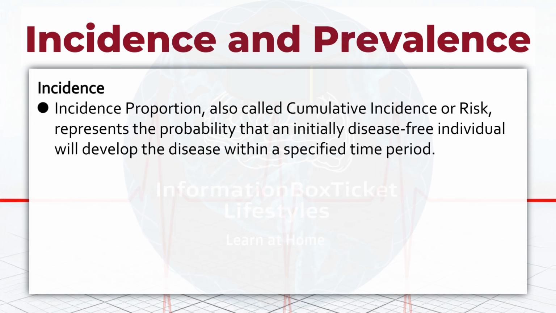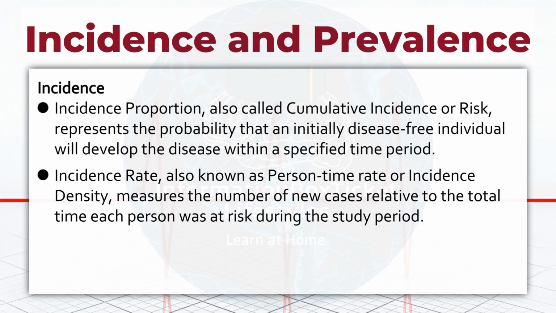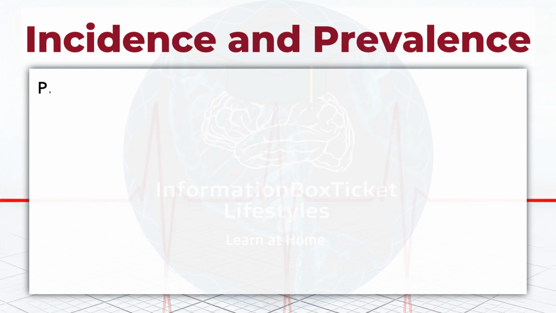Incidence proportion, also called cumulative incidence or risk, represents the probability that an initially disease-free individual will develop the disease within a specified time period. Incidence rate, also known as person-time rate or incidence density, measures the number of new cases relative to the total time each person was at risk during the study period.